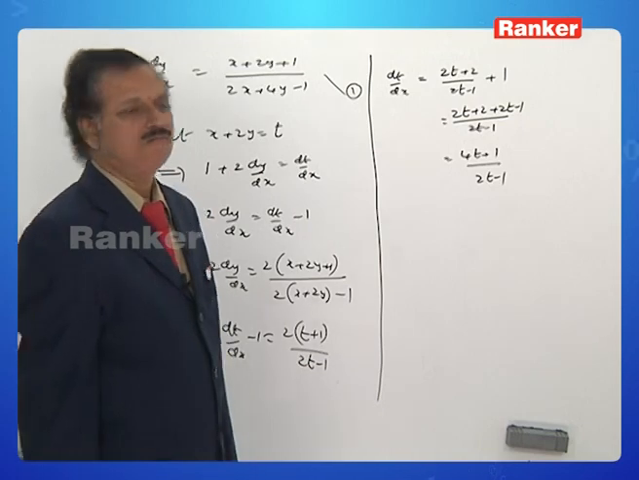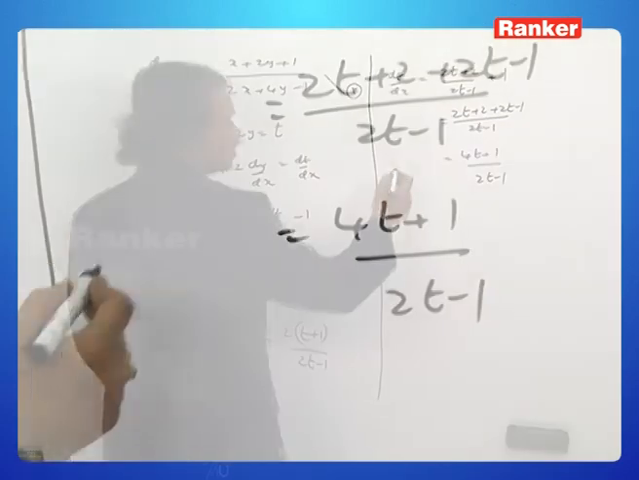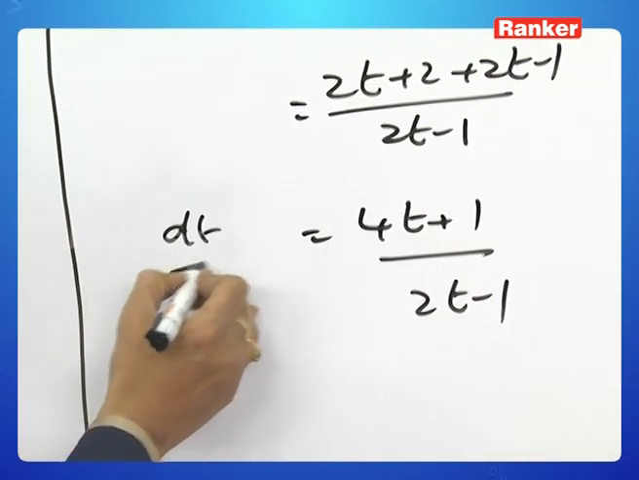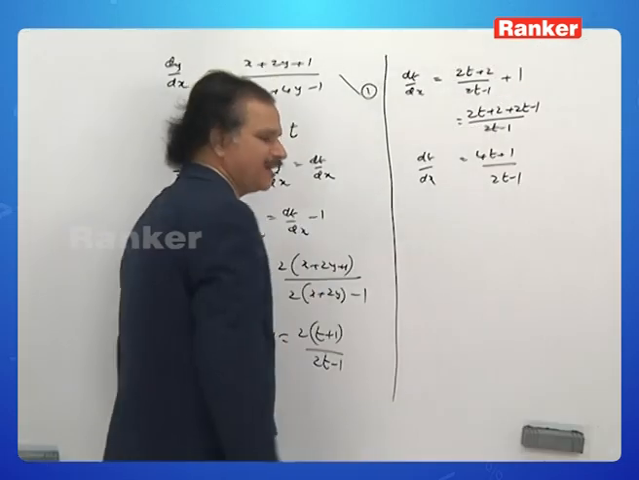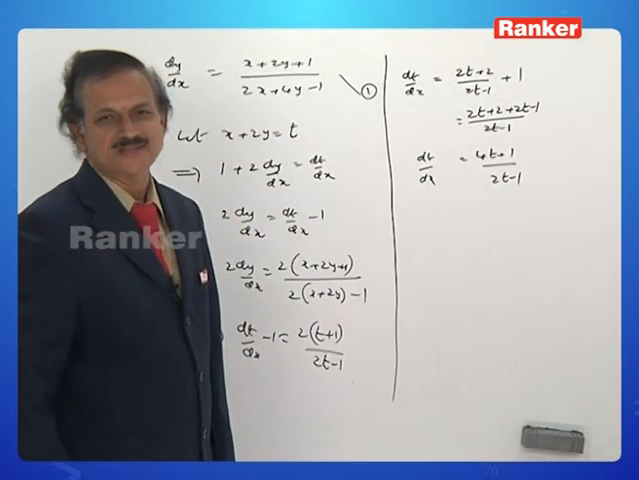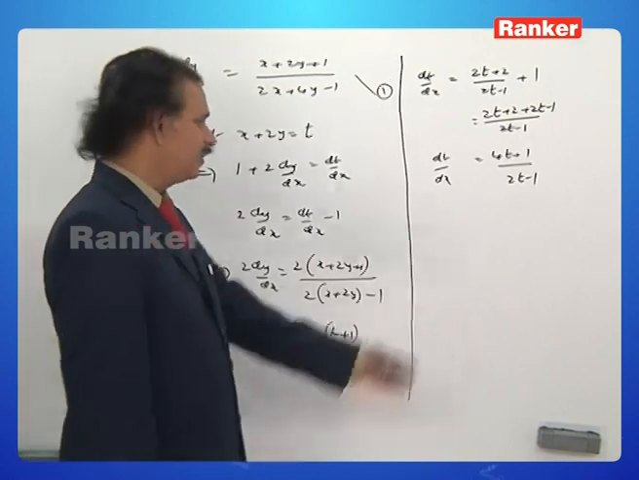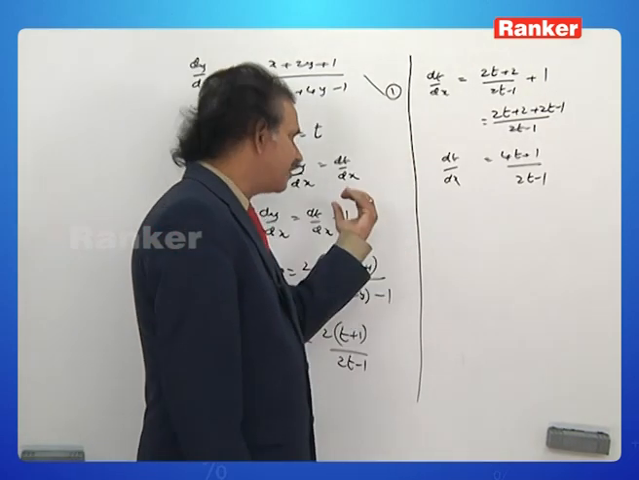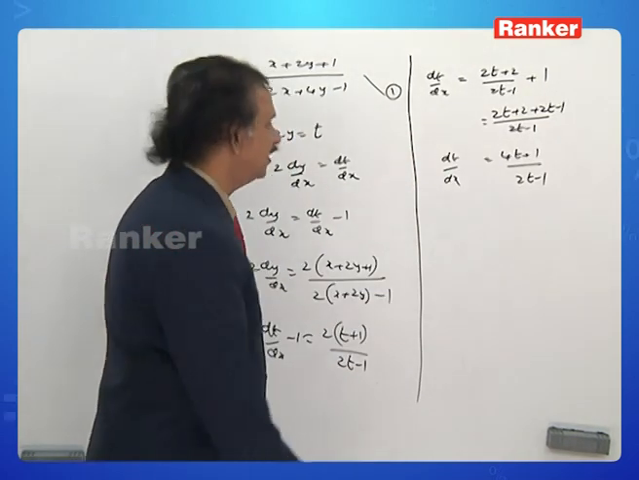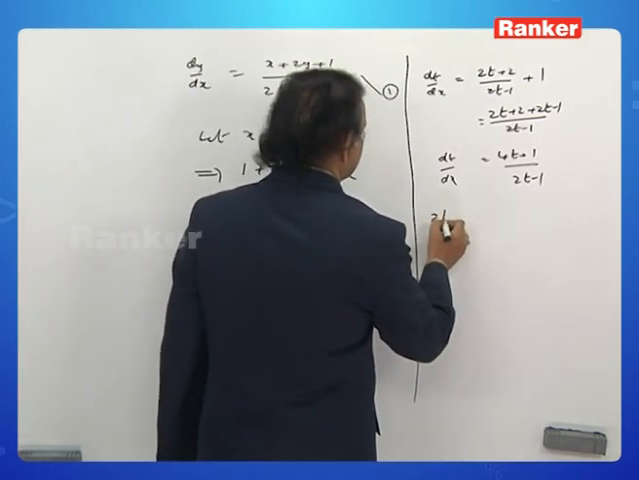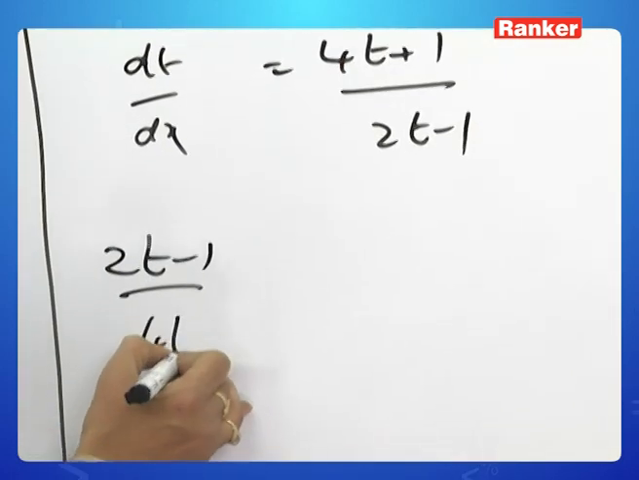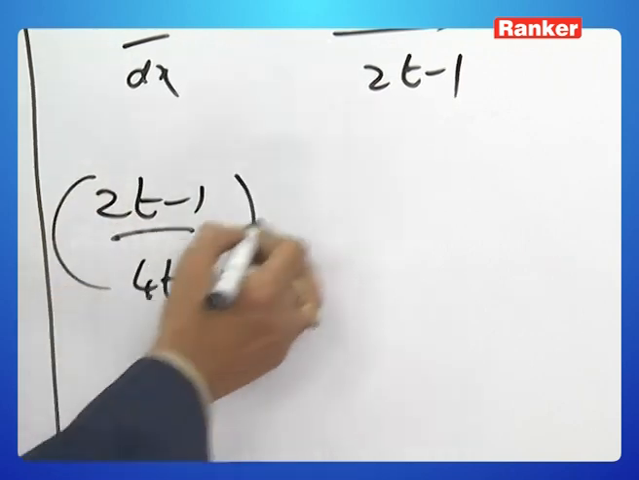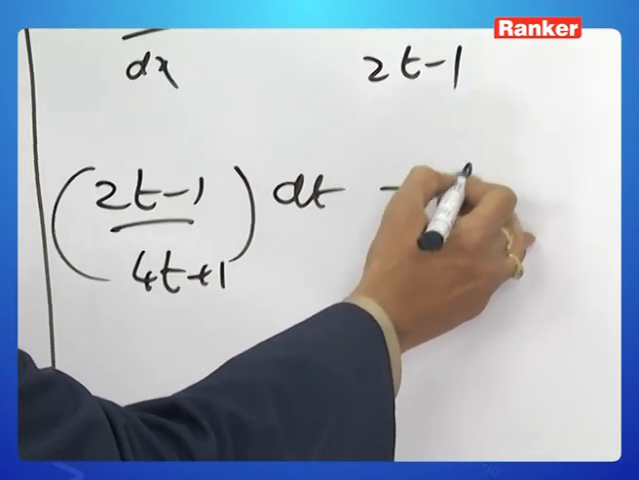By 2t minus 1. It is surely, directly, simply, evidently, clearly in the form of variable separable model. You bring all those t's to this side and send dx to the other side, so that you may be having (2t minus 1) by (4t plus 1) dt is equal to dx.